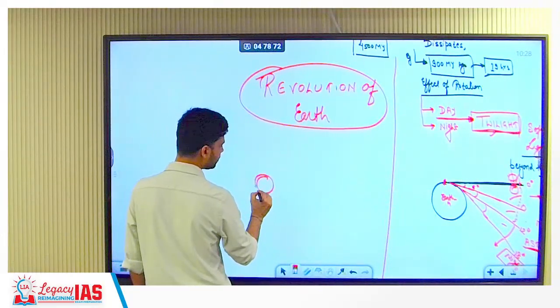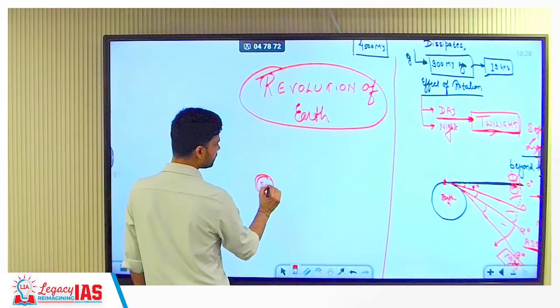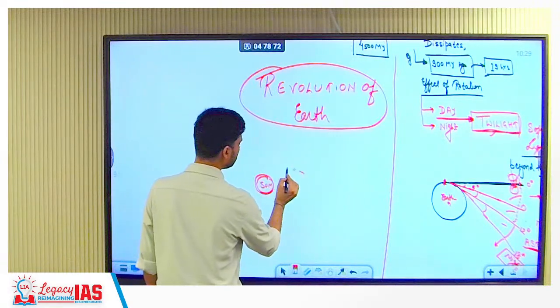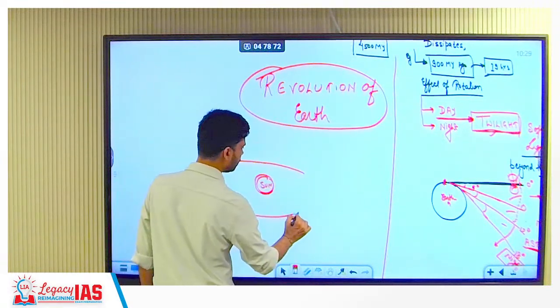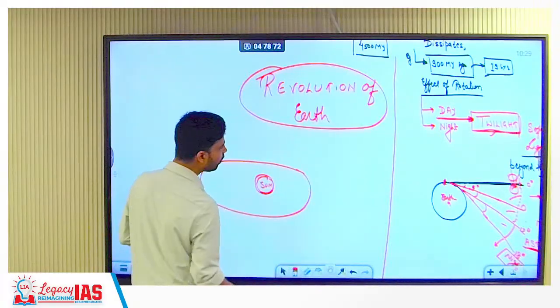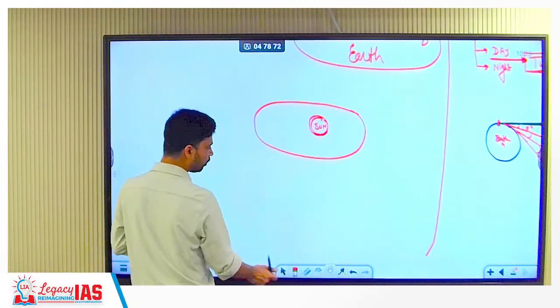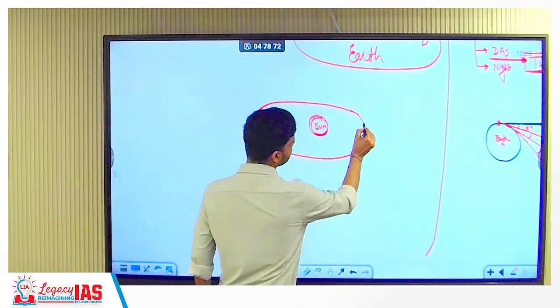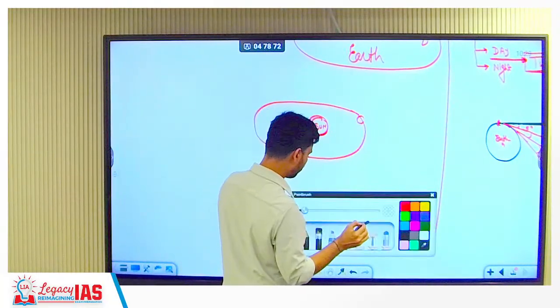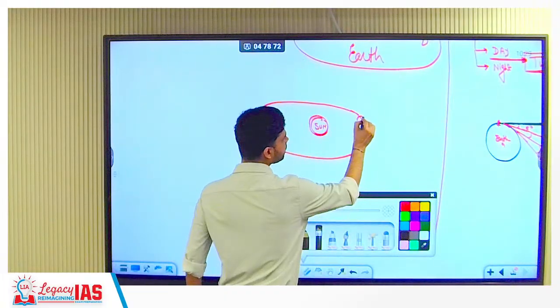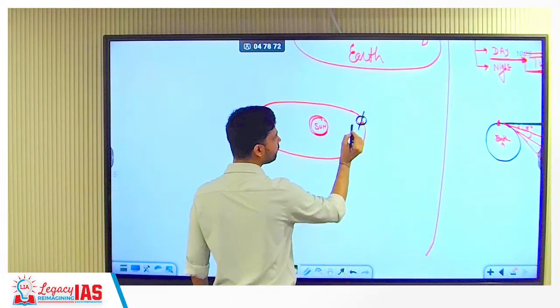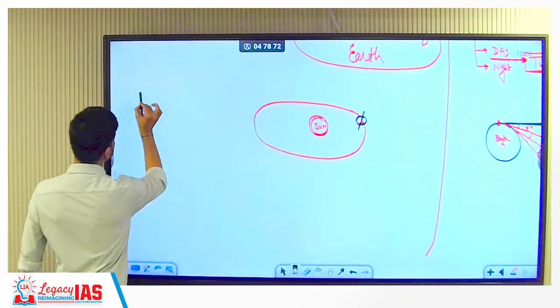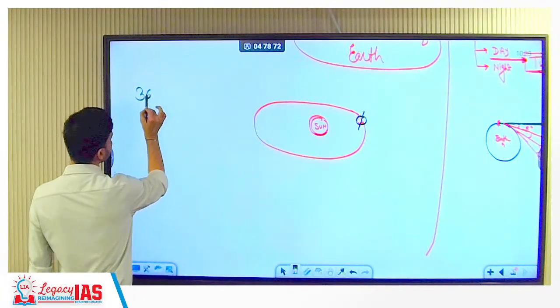So two things we have to understand. First of all, suppose this is the sun and the earth is revolving around the sun. Does the earth revolve in a perfectly circular orbit or an elliptical orbit? Elliptical orbit, right? So we know all of this. The earth revolves around the sun in an elliptical orbit. In the entire journey, roughly how much time does it take for the earth to complete one revolution?